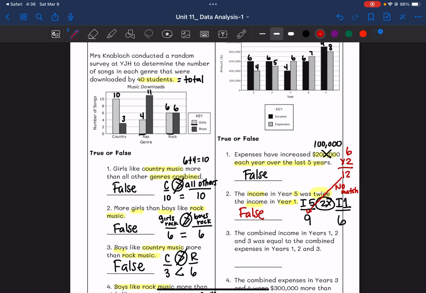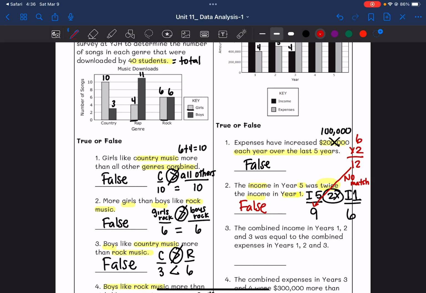All right, let's take a look at number 3. So number 3 says the combined income in years 1, 2, and 3. So we're looking at income of 1, 2, and 3 was equal to the combined expenses of years 1, 2, and 3. So how I'm going to write this is I, 1, 2, 3. And we are saying it's equal, so I'm going to circle that comparison. And I'm going to write E1, 2, 3 because I'm comparing the income to the expenses.